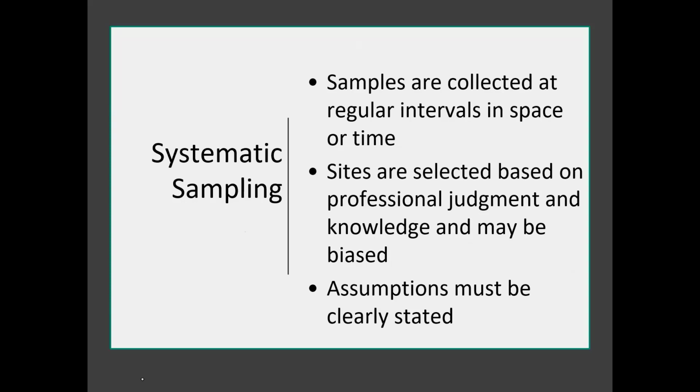Systematic samples are collected in regular intervals in space or time. And the sites are selected based on professional judgment or knowledge, and they may be biased. So for instance, for lead and copper rule sampling, the requirement is to sample what are referred to as tier one sites, sites that contain lead plumbing. So where the service line contains lead plumbing. Does that bias my results?